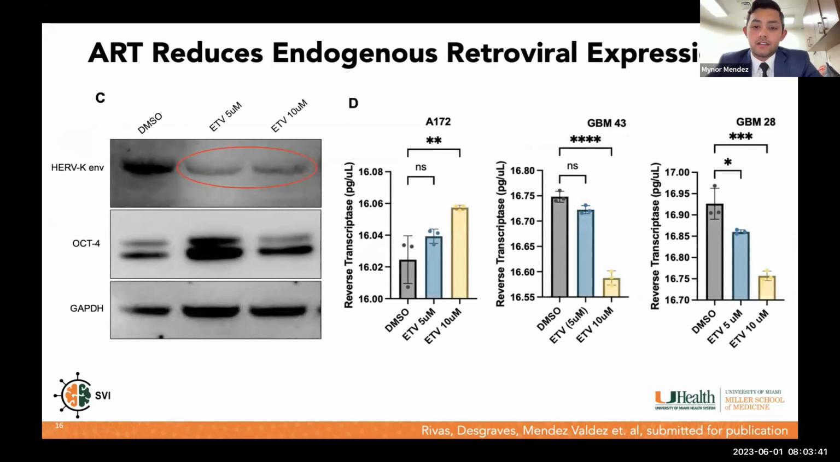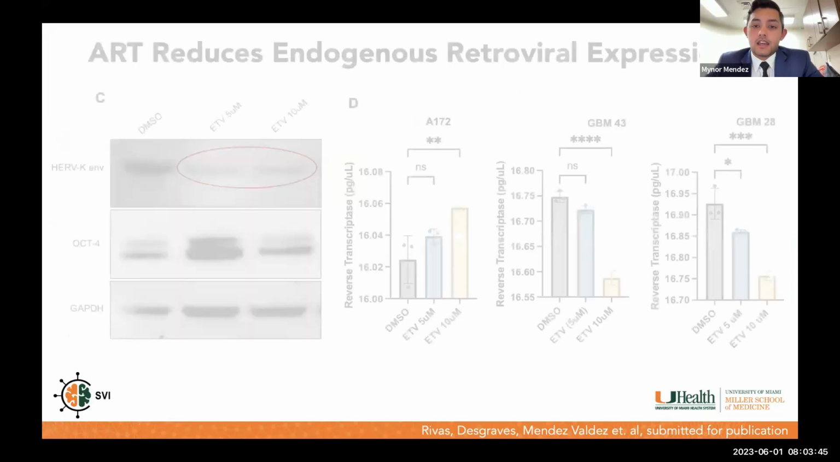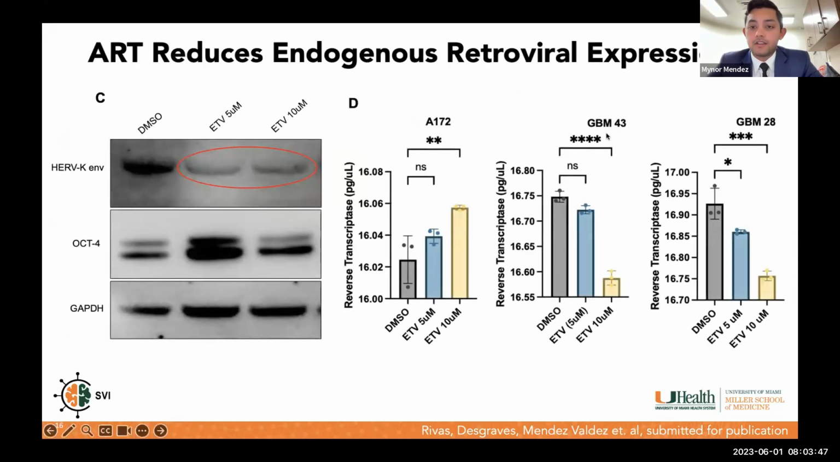And we also looked at the levels of reverse transcriptase with these medications. And we can see here that in both the patient-derived GBM43 and 28, there was a significant reduction in reverse transcriptase. The cell line A172 is notorious for being deficient in retroviral elements, which could partially explain why the levels actually went up in this case.